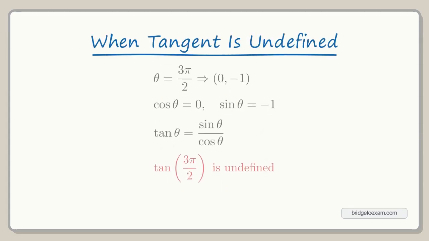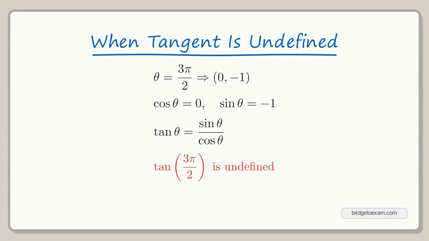At 3 pi over 2, the unit circle point is 0, -1. Cosine is 0, and sine is -1. Tangent would be sine divided by cosine, or -1 divided by 0.